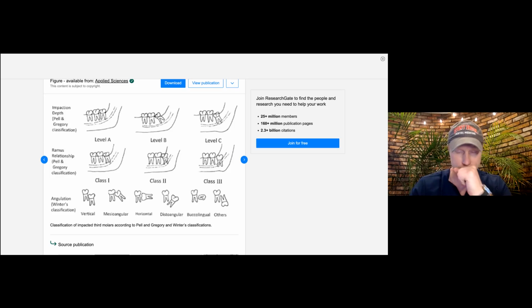Great, excellent. So the Pell and Gregory classification, distoangular, left mandibular third molar, partial bony impaction, is going to be position B, and it's going to be class 2.